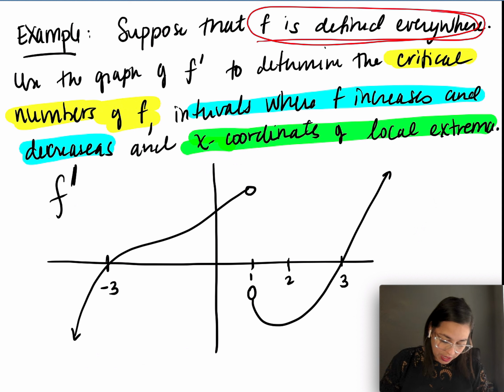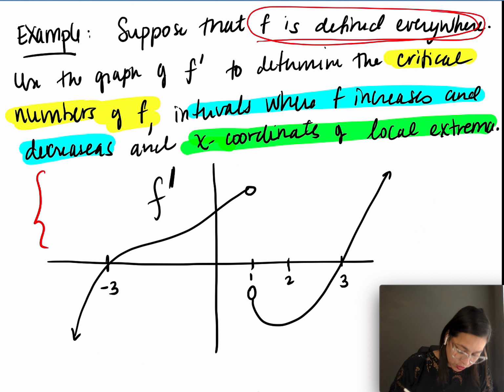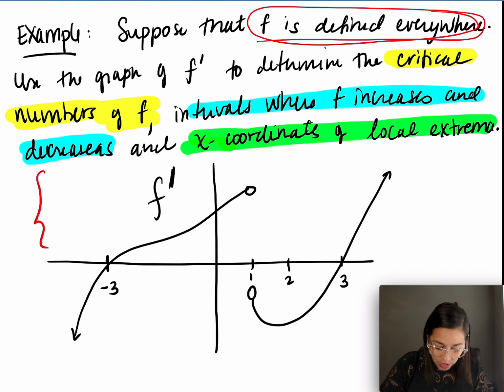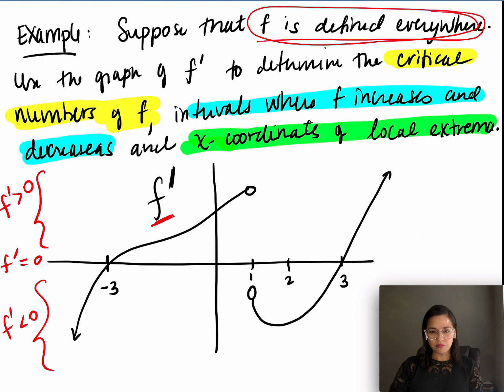So I know that for the graph of a function, whenever the graph is above the x-axis, the function is positive. In this case, this is the graph of f prime. So above the x-axis, we have that f prime is positive. Below the x-axis, we have that f prime is negative. And then on the x-axis, we have that f prime is equal to 0. Okay?